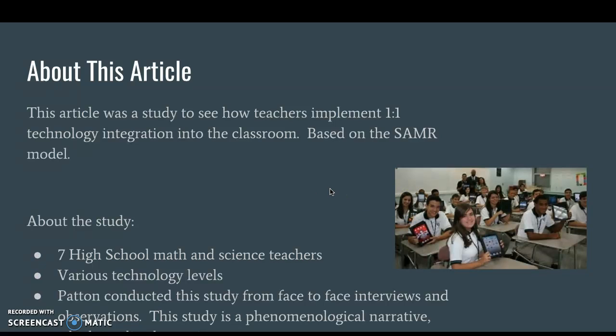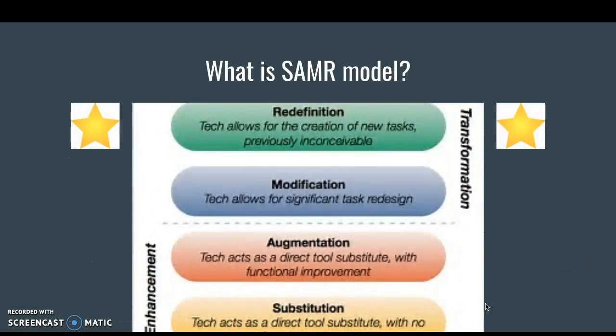Quick brief description about the study. It was a study of 7 high school math and science teachers. They were at various technology levels, so some were very high, some were lower, didn't really know much about technology. She conducted the study from face-to-face interviews and observation, and this study is a phenomenological narrative, and I had no idea what that word meant, so I looked it up, and it just means lived experience. So it's her lived experience. She met with them face-to-face and lived the experience for this study.